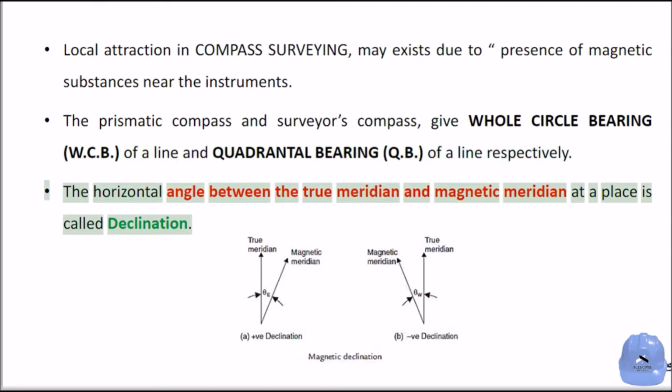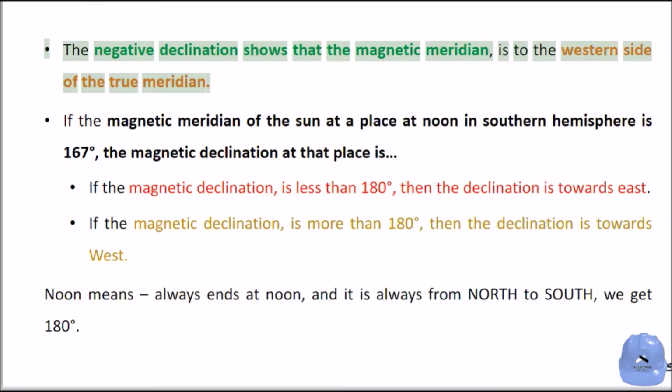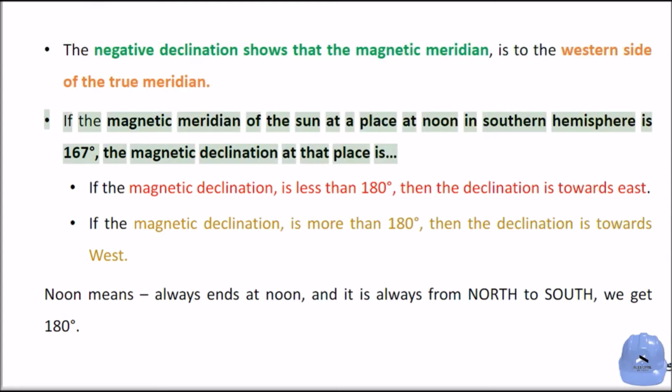The horizontal angle between the true meridian and magnetic meridian at a place is called declination. The negative declination shows that the magnetic meridian is to the western side of the true meridian. If the magnetic meridian of the Sun at a place at noon in the southern hemisphere is 167 degrees, the magnetic declination at that place is.